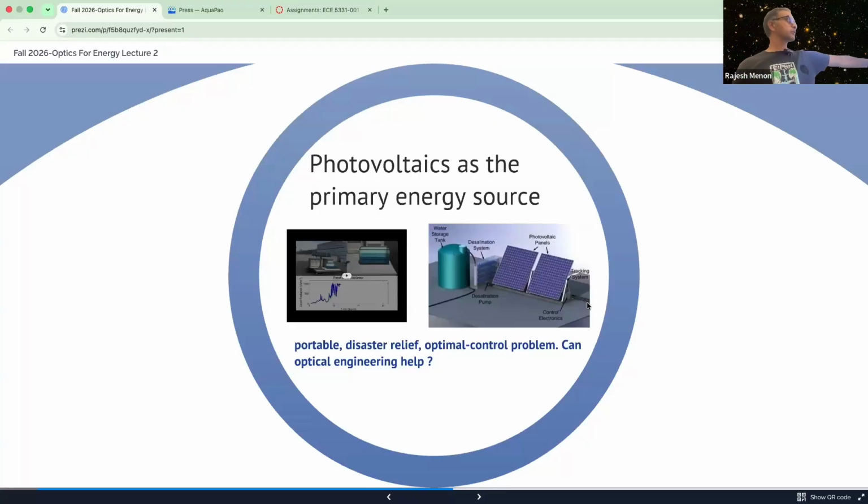But just a quick comment, why is this important? If you can make it portable, you could use it for disaster relief. We had the floods in Hawaii recently. Water is not easily available, even in Hawaii. So you've got to deal with that, because when floods happen, obviously the water is contaminated. So it's essentially an optimal controls problem, actually a challenging problem mathematically. If there are some ideas of optical engineering that can help, that could be quite interesting. So something to think about. We won't go into that yet.